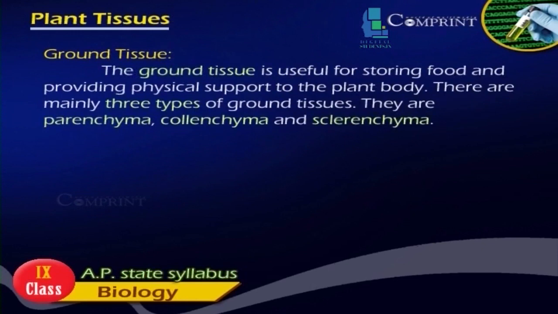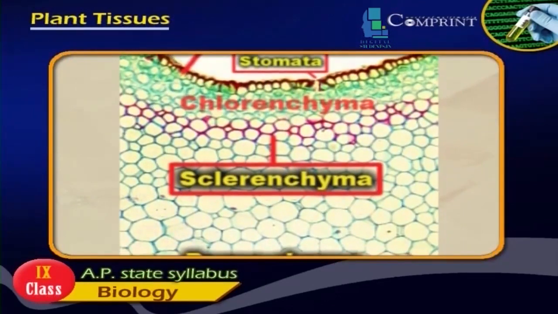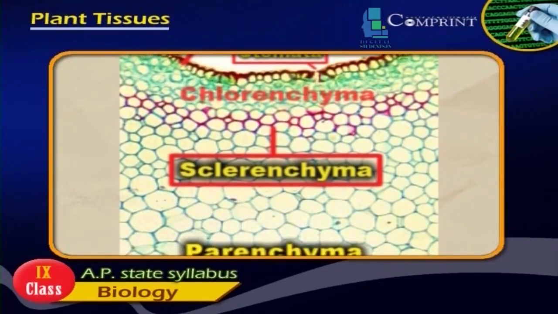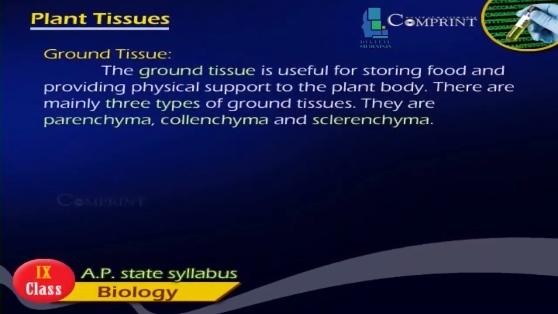Ground tissue. The ground tissue is useful for storing food and providing physical support to the plant body. There are mainly 3 types of ground tissues. They are parenchyma, collenchyma and sclerenchyma.